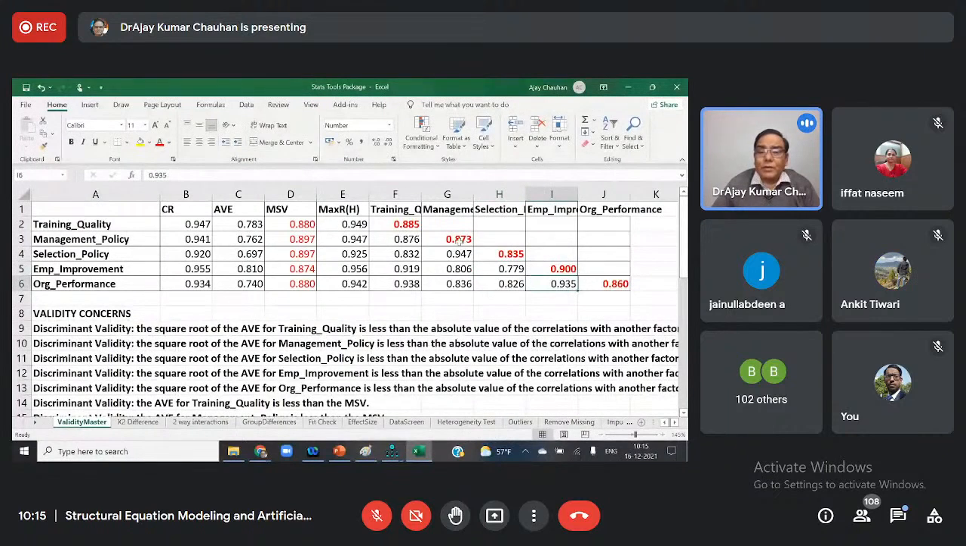But the problem is that no condition is satisfied, so we don't have validity in the scale. It means our scale is suffering from the problem of discriminant validity. Convergent validity is okay, but discriminant validity is a problem. So in this way, we can check the validity of the first order construct.